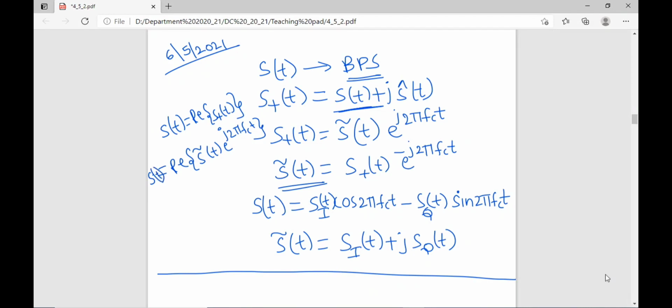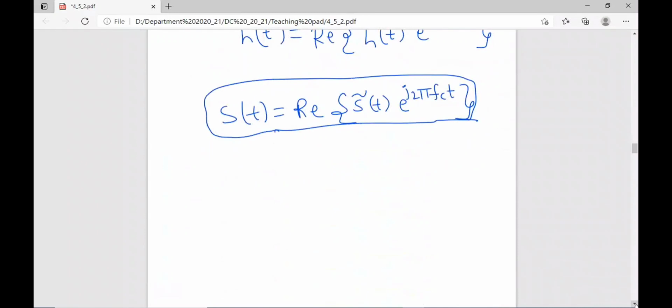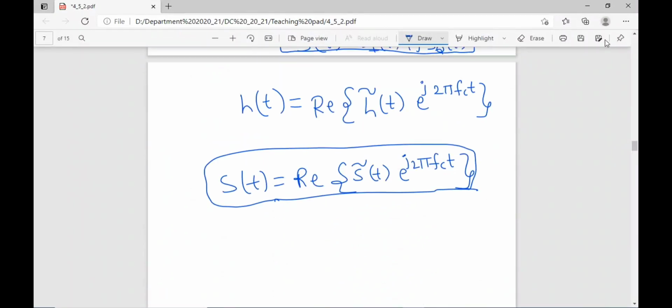In the same way, this is for the bandpass signal. The same thing I'm just comparing and writing for H of T. So the same equation, S of T is equal to RE of S tilde of T e power j 2 pi FCT, whichever I've derived before. Since this H of T is also a bandpass system, I'm writing H of T as the real part of H tilde of T e power j 2 pi FCT. So this and this you can compare using this equation only. I have written it for this also.